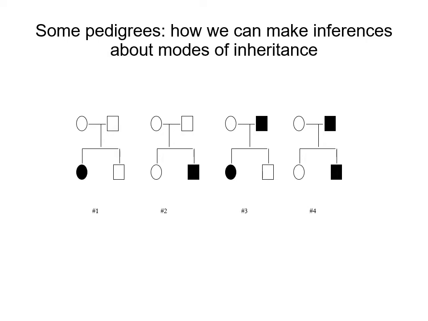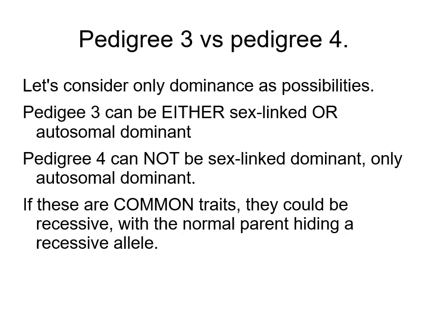So in pedigree 3, sex linkage is certainly possible. Not proven, but it's certainly possible. And in pedigree 4, sex linkage is not possible. Okay, so as I just said, pedigree 3 can be either sex-linked or autosomal dominant. It's consistent with both of these. Pedigree 4 cannot be sex-linked dominant, only autosomal dominant.